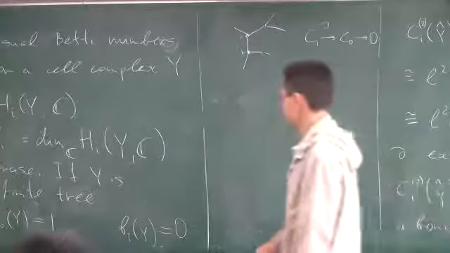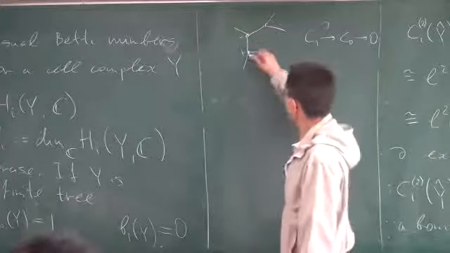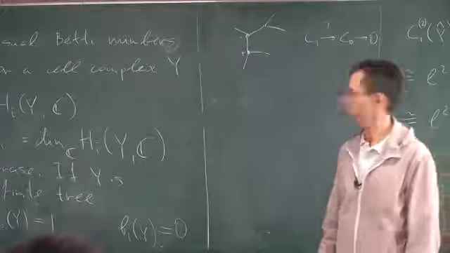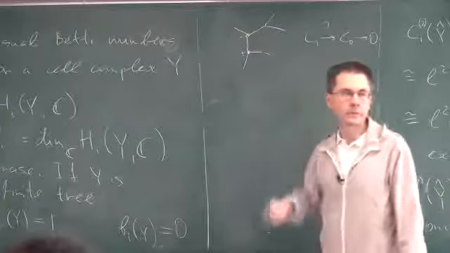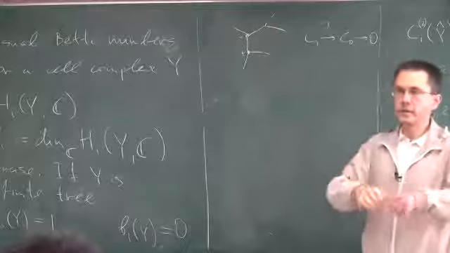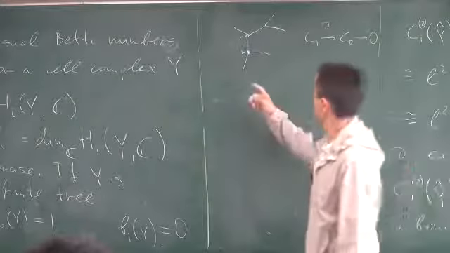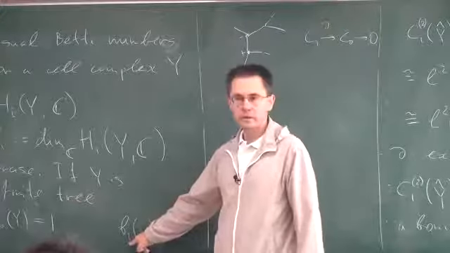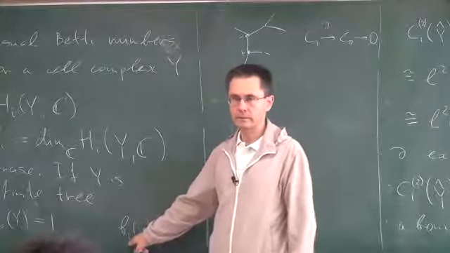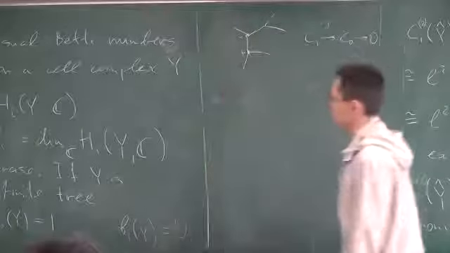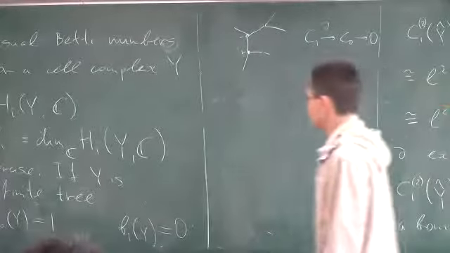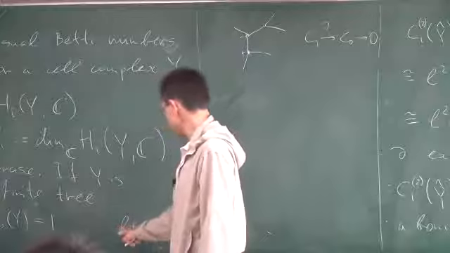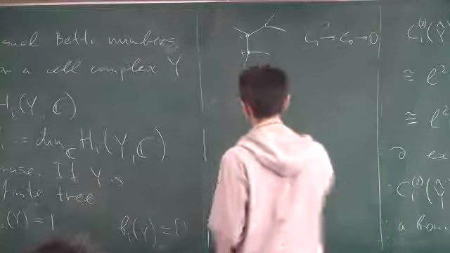So that's one way to see that the first Betti number is 0. Another way would be to know that homology is invariant under homotopy equivalence, and any tree is homotopy equivalent to a point. You can collapse the tree to a point. So the homology of a tree is the same as the homology of a point. But for a point, there are no one-dimensional cells anymore, so there is nothing. That's another way to see that the first Betti number of a tree is 0.